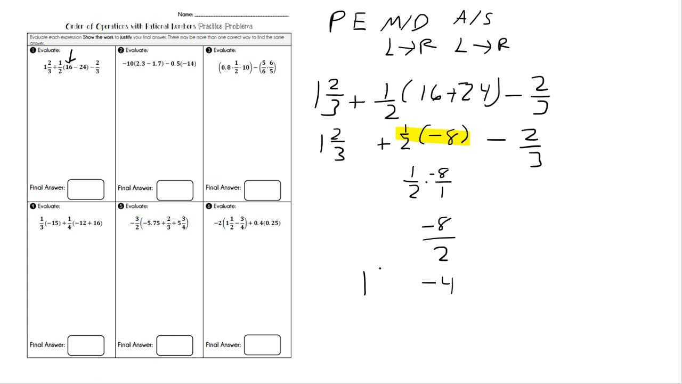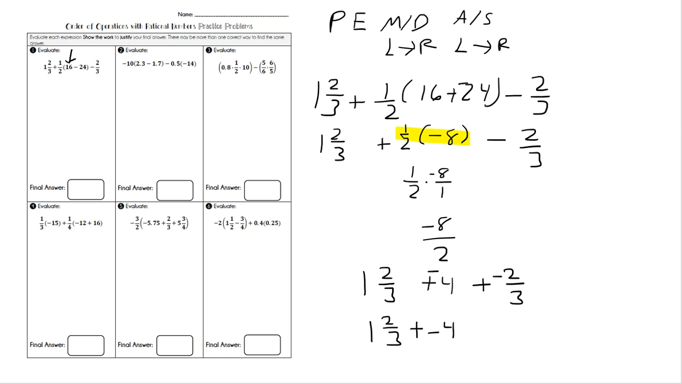So now we have 1 2/3 minus 4 minus 2/3. And this was a negative 4. I'm going to change this subtraction to adding a negative and this subtraction to adding a negative. Now we are ready to continue with this problem. We're going to start on the left and work right. So 1 2/3 plus a negative 4. Okay, that's where we're at.